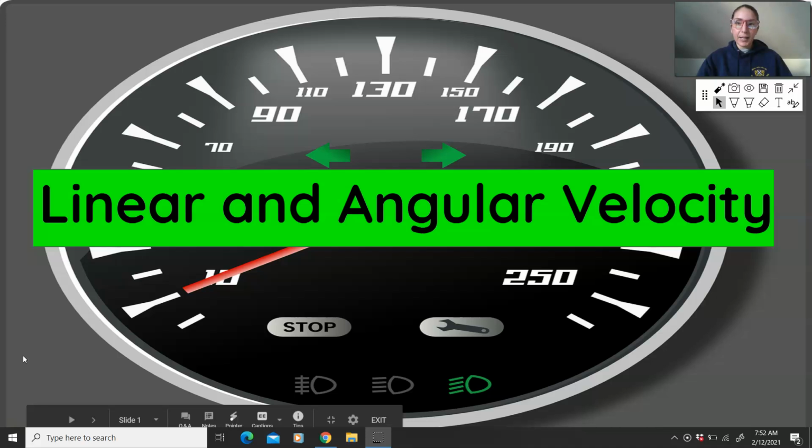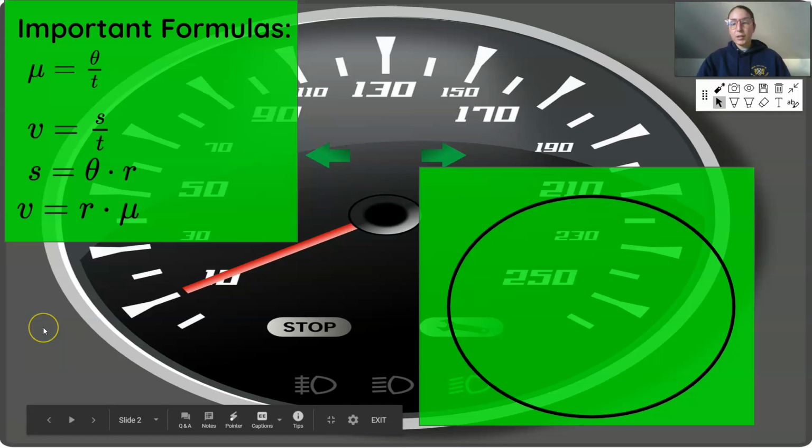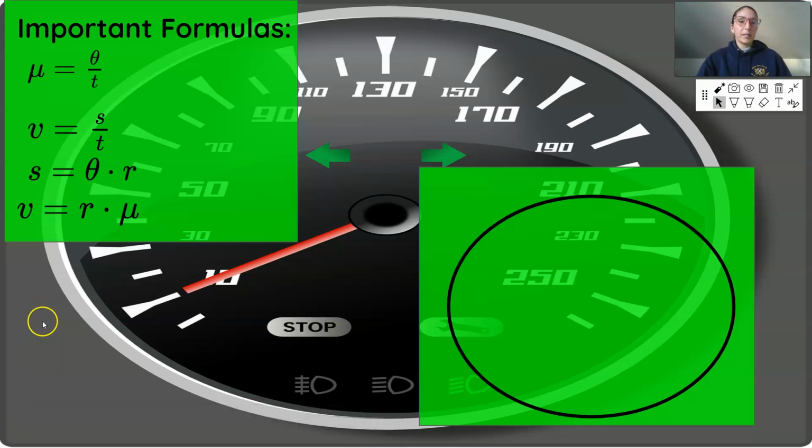In this video today, we're going to go over four main formulas that are going to help us figure out what our linear and our angular velocity are. And then we'll see a couple examples about how to use these formulas. So let's get going. Here are our important formulas.